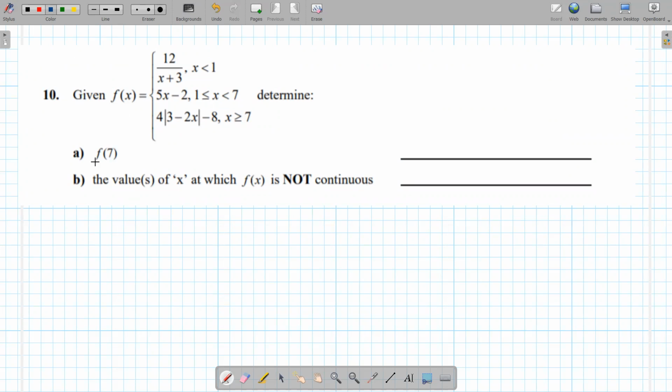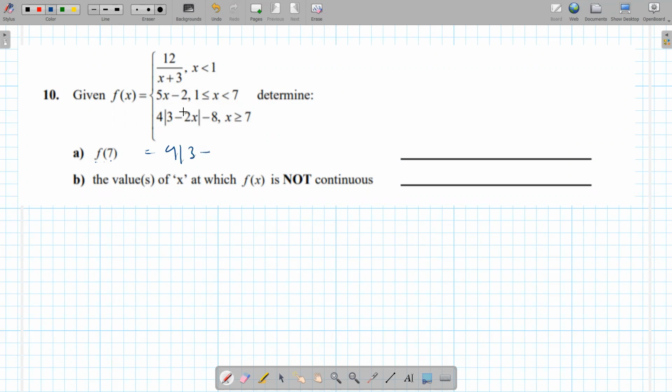Anyways, f of 7, right? So which equation is valid when the x value is 7? Only one of them is valid. Is it the second one? No, it's not. See, it's not inclusive of 7. Oh, no. Third one. So that has to be the third one. So you just go 4 times 3.